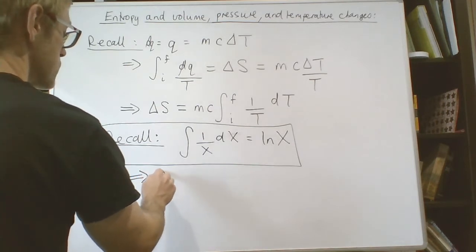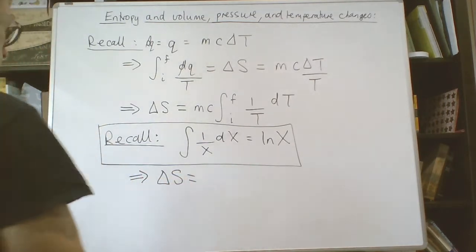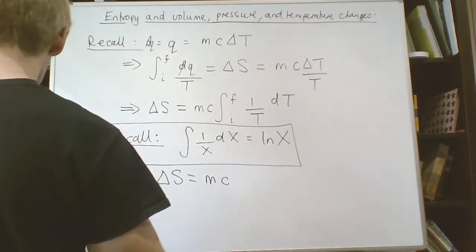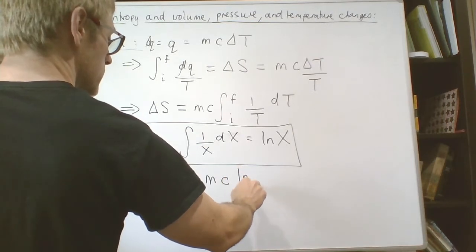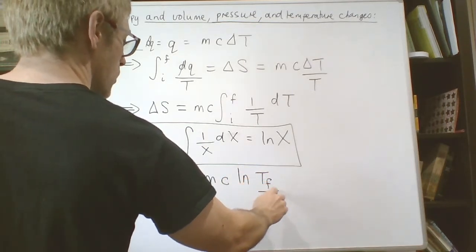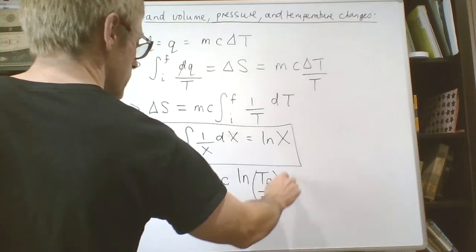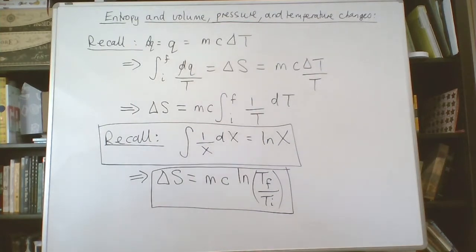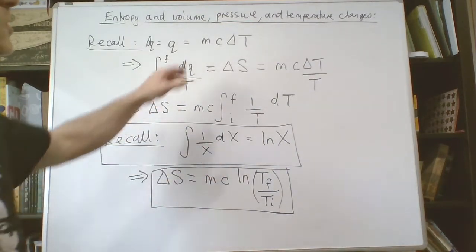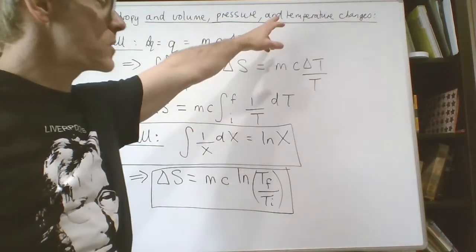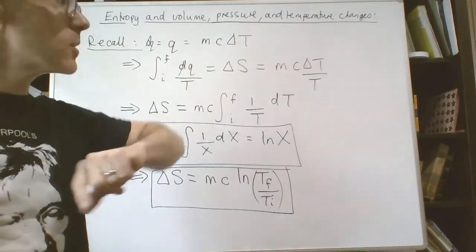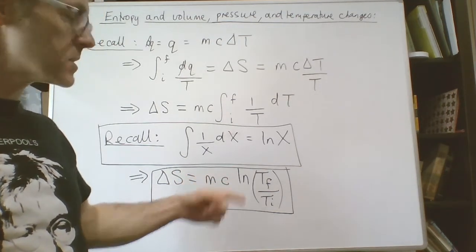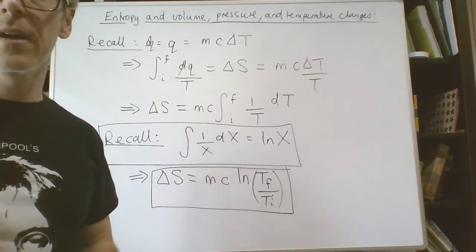So this implies that the change in entropy is just our constant mass times specific heat, and then we've got log temperature final over temperature initial. And this is an equation that's analogous to our equation for the change in volume. Now we've got a change in temperature, and instead of nR, we have mc. Notice also there's a positive sign here.